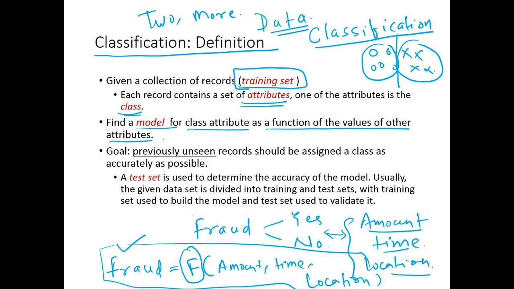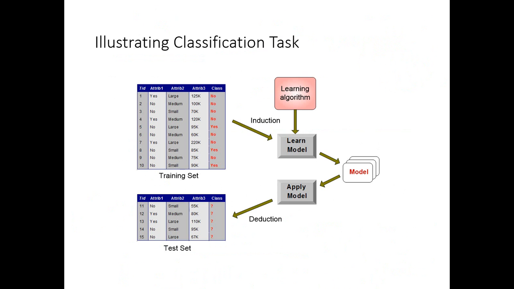A function is nothing but, let's say, y is equal to 2 plus 5x. So that's a function. Given x, you will always find y, right? So that's a functional relationship between x and y. We just want that kind of relationship between variables, and that's exactly what is done by decision tree.